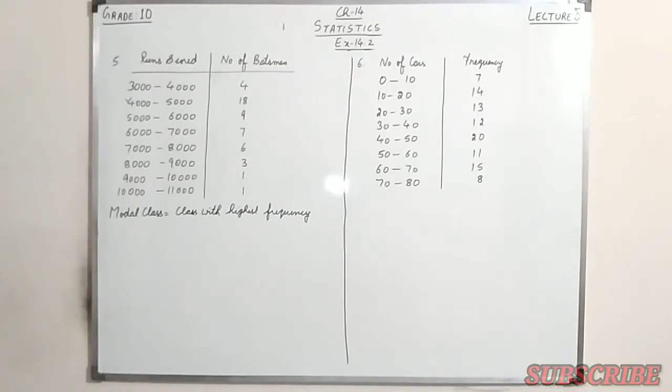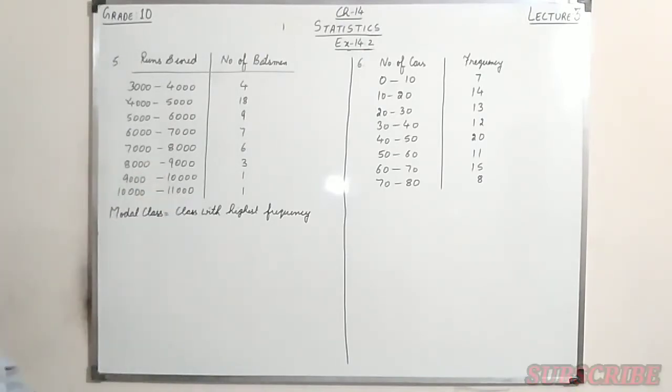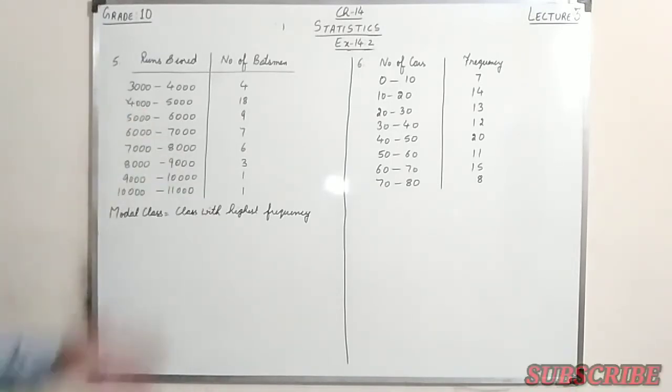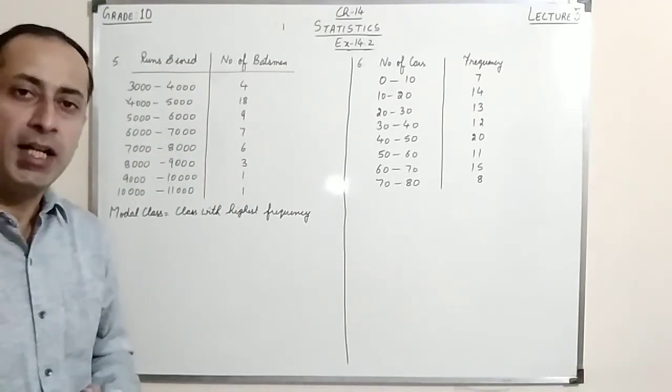Question number 5 is basically about cricket. The number of runs scored by different batsmen in one day internationals. If you like cricket, you will like this question. It's given how many runs are scored by batsmen in one day internationals. There are 3,000 to 4,000, so we have 4 batsmen, 4,000 to 5,000, we have 18, and so on till 10,000 to 11,000.